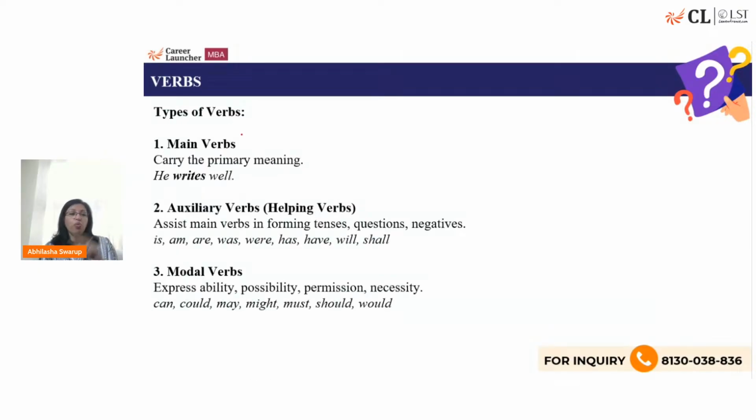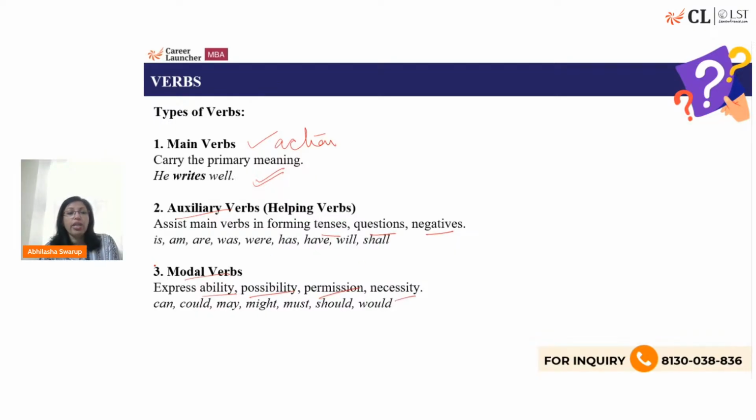Now, there are three main types of verbs. So there is that main verb, which is your action verb. This carries the primary meaning. Then you have the helping verbs. There are two types of helping verbs: you have the auxiliaries and you have the modals. The auxiliary verbs give you tenses, questions, negatives. The modal verbs express possibility, ability, permission, necessity.